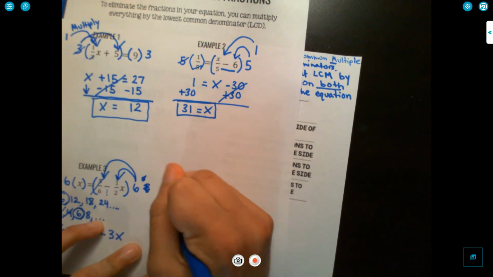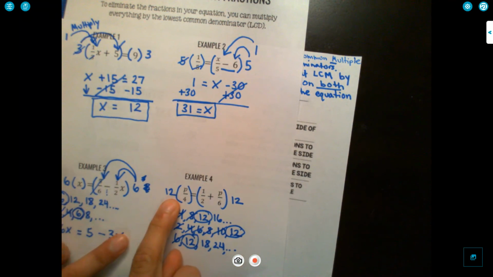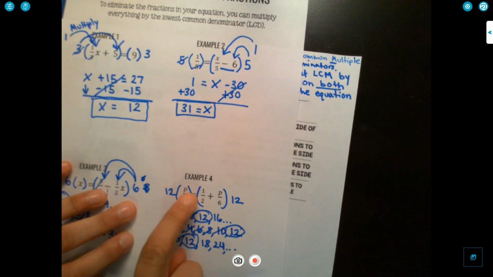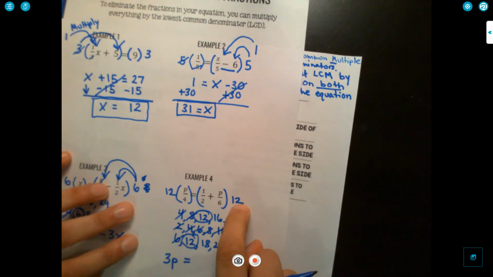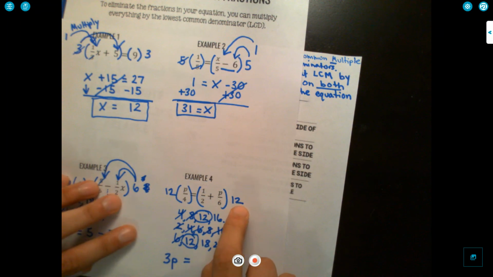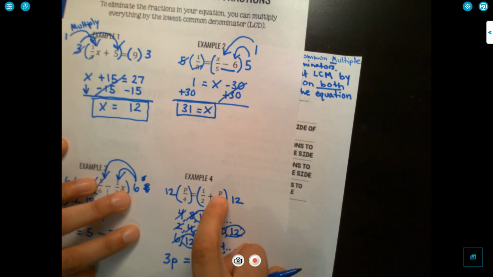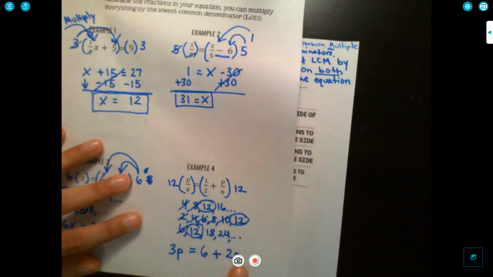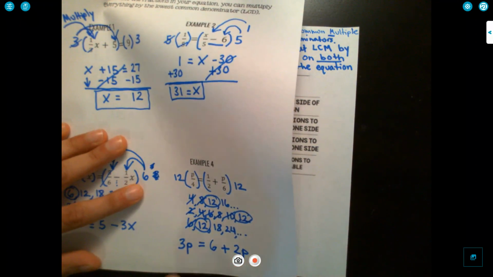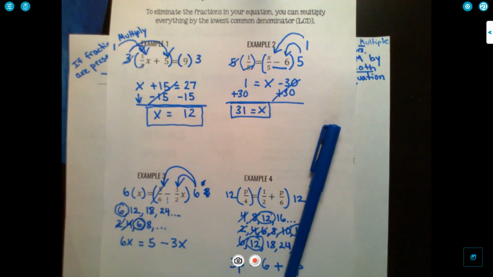So look at something like this. 4 goes into 12 3 times. 3 times 1p is just 3p. Is equal to 2 goes into 12 6 times, and 6 times 1, the numerator, is just 6. Plus 6 goes into 12 2 times. 2 times 1p is 2p. And then you would just solve it like you normally would. So that's how you get rid of fractions in an equation.